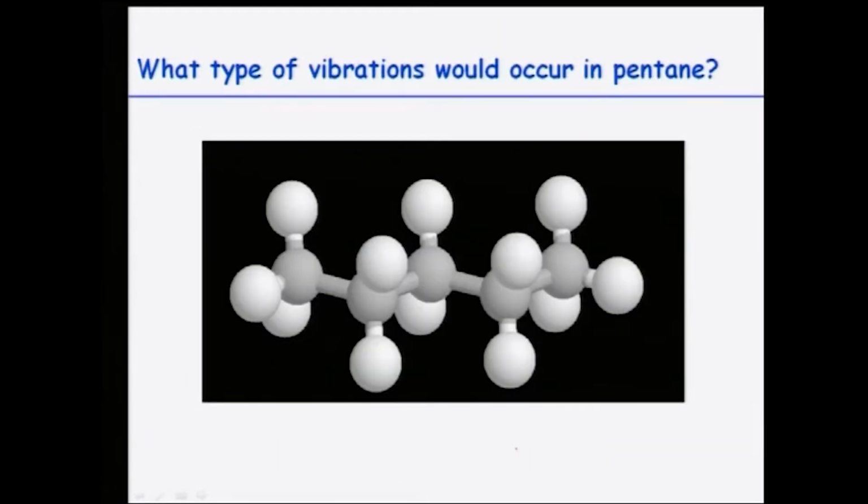So let us look at even a big molecule like pentane. Pentane is C5H12. There are 5 carbon atoms, 1, 2, 3, 4, 5, and then there are 1, 2, 3, 4, 5, 6, 7, 8, 9, 10, 11, 12 hydrogen atoms. So if this is the case, what type of vibration would occur in these big molecules?